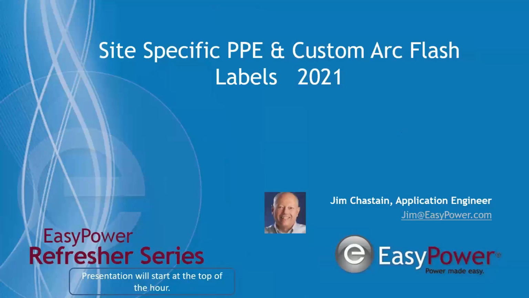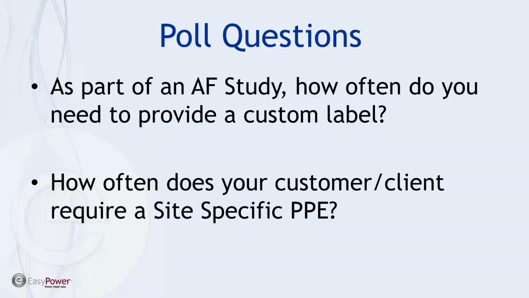As we are in the habit of doing, I'd like to start the session with a couple poll questions just to engage the audience and to get a little bit of perspective on everyone's position on the topic. So if you would please participate. There's no obligation or liability. First is, as part of an arc flash study, how often do you need to provide a custom label?